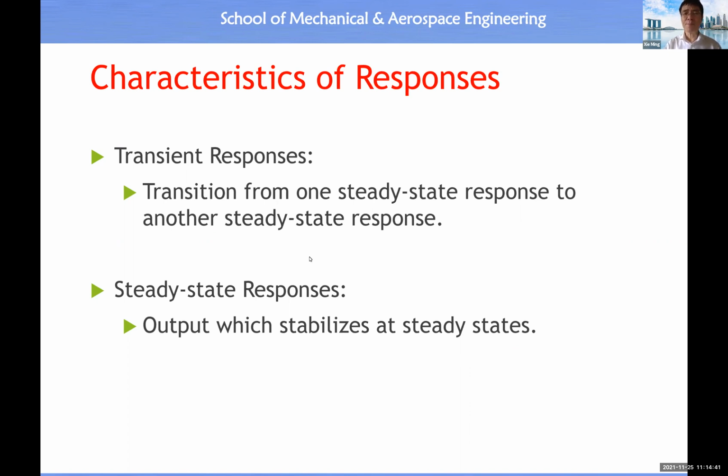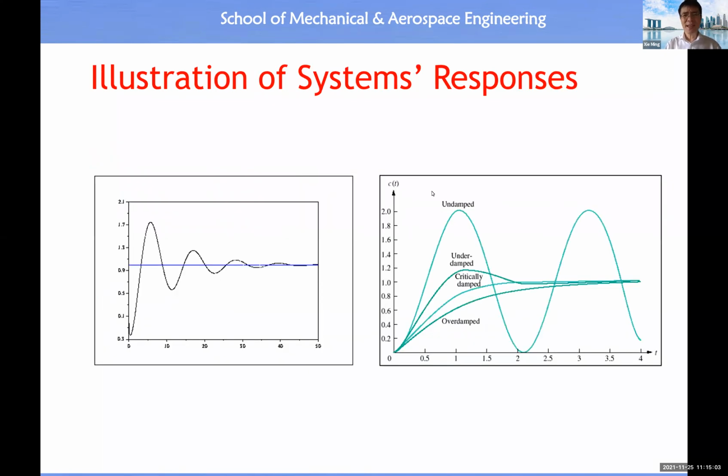Transient response means the response of the output which goes from one steady state to another state. In other words, it means the response between two adjacent steady states. All right, so this is the meaning of a transient response. And this slide shows you some typical examples.